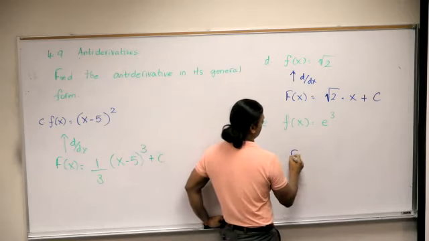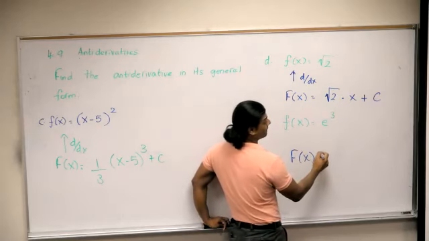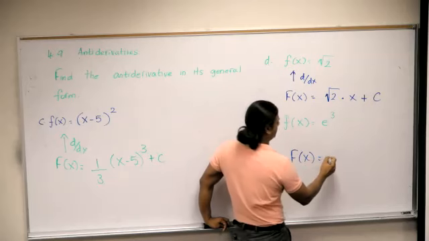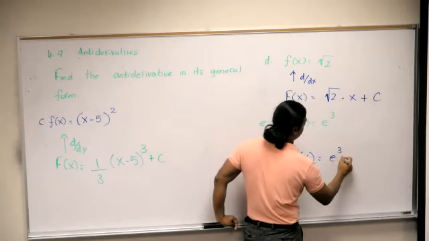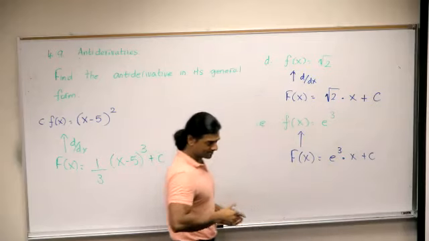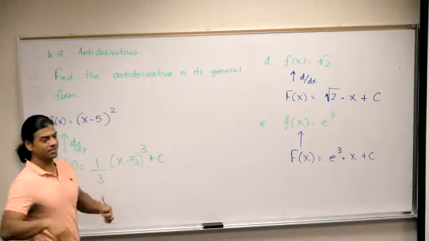e to the third power, so e to the third times x plus c. And why is that? Because e raised to 3 is also a constant.